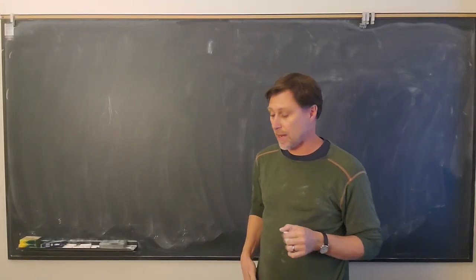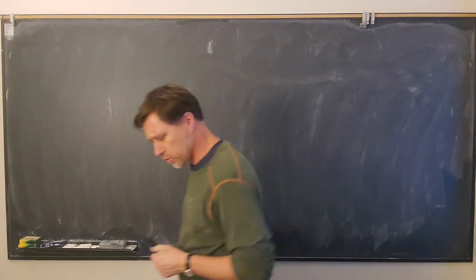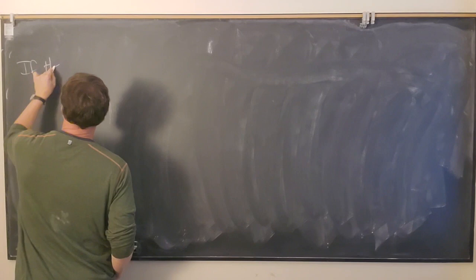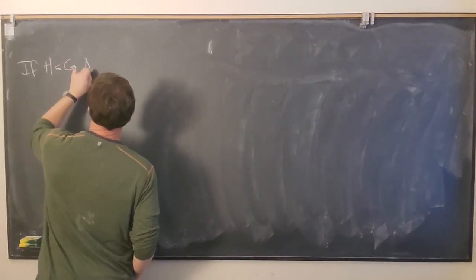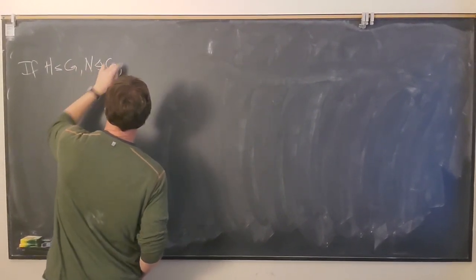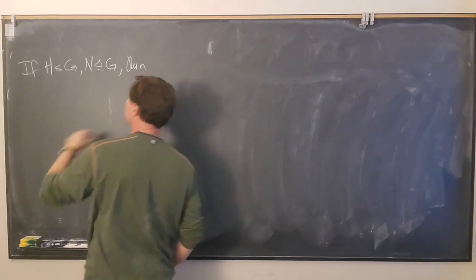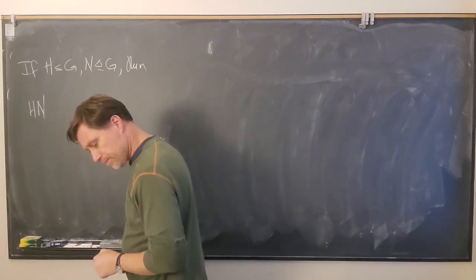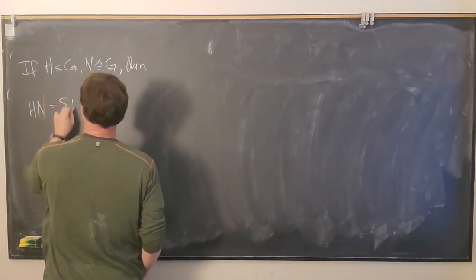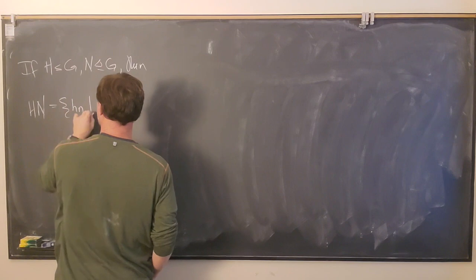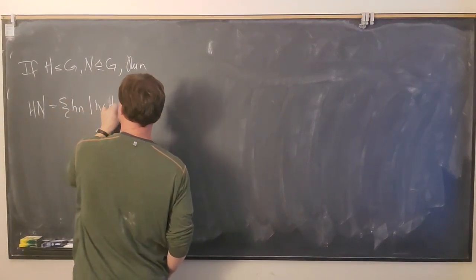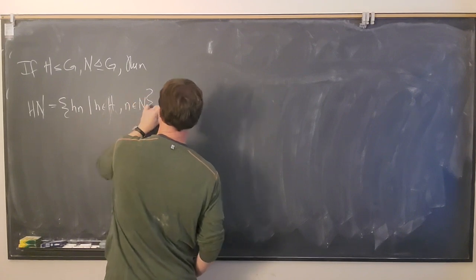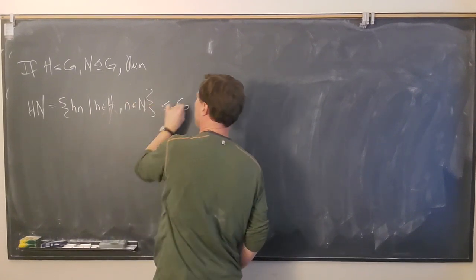In your last homework assignment, you proved this, or this was one of the things that you're supposed to show. So if H is a subgroup of G and N is a normal subgroup of G, then HN, which was the set of all things of the form little h times little n, where h is an element of capital H and n is an element of capital N, this is actually a subgroup of G.